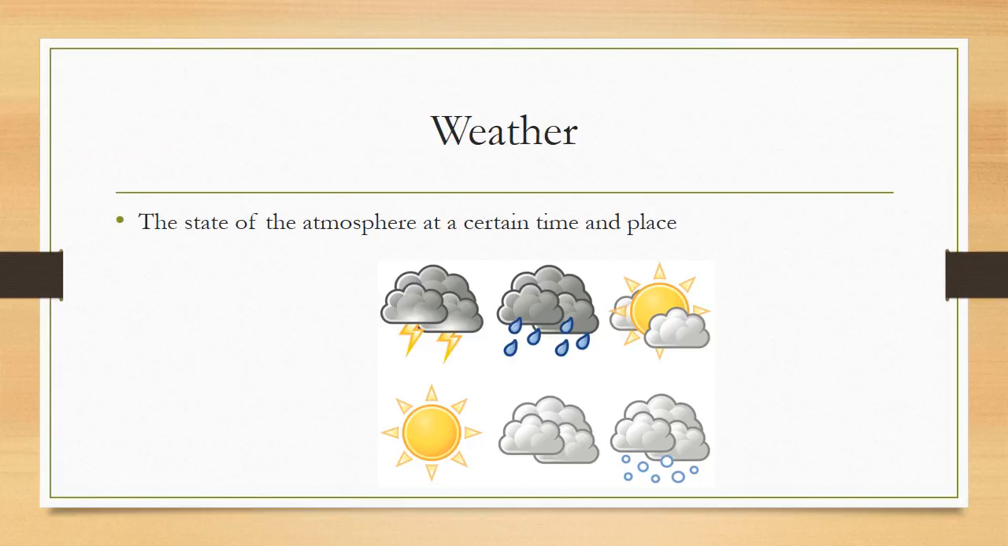Weather. Weather is the state of the atmosphere at a certain time and place. Weather is not climate. Climate is what one has over hundreds of years. Rather, weather is what something is at that specific moment. And one thing about weather is that it can change rapidly, and we can experience multiple types of weather within a day.